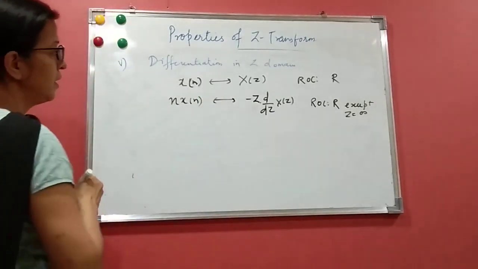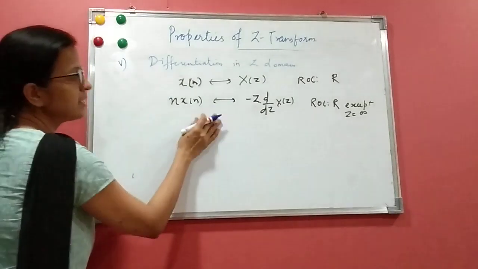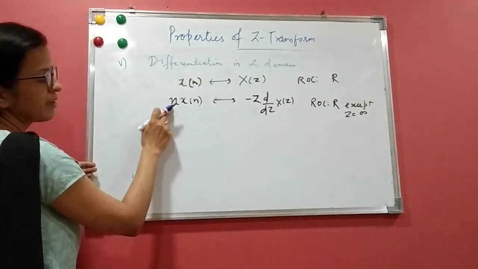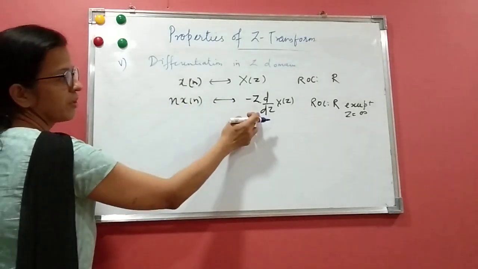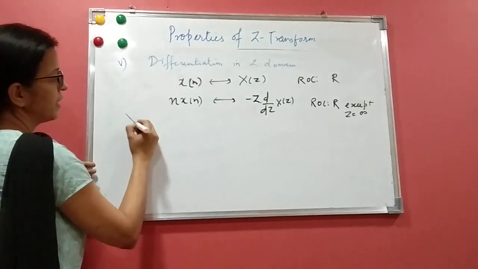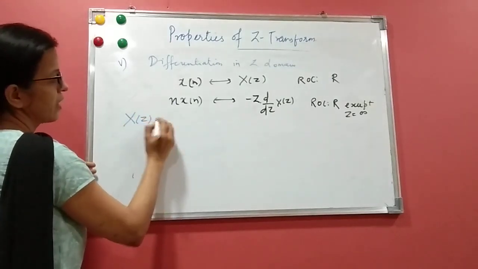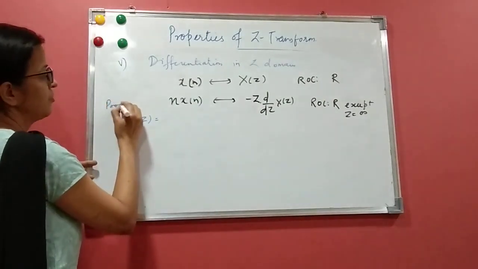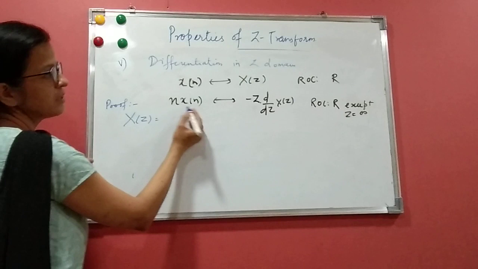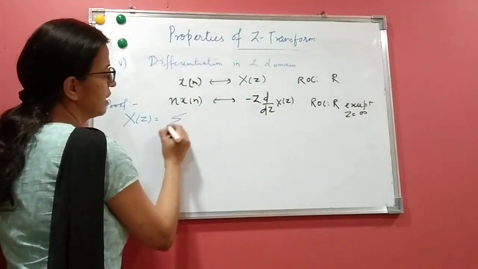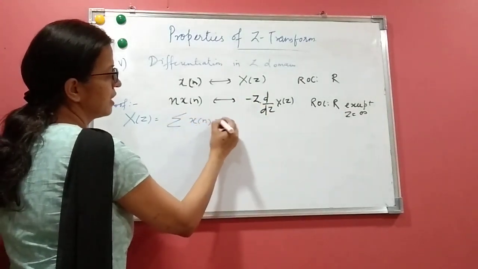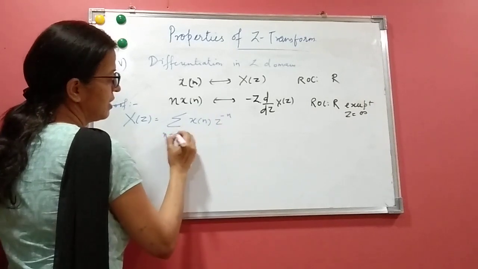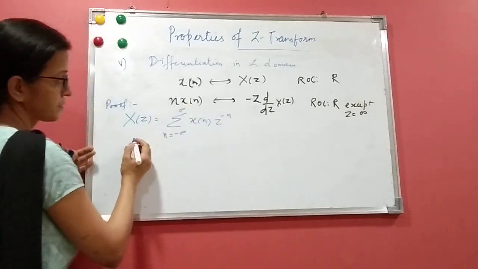Yes, let us prove this. We will not prove it by taking the z transform of n x of n. Instead, we will start with the right hand side, because that will be easier for us. What is x of z? X of z is the summation of x of n, z raised to minus n, with n from minus infinity to infinity.